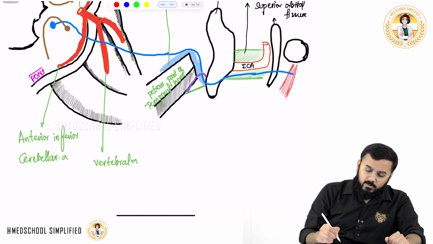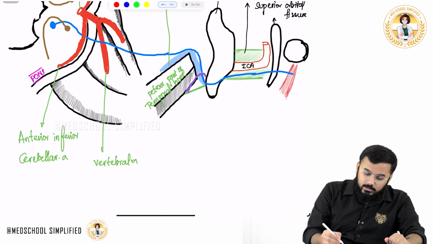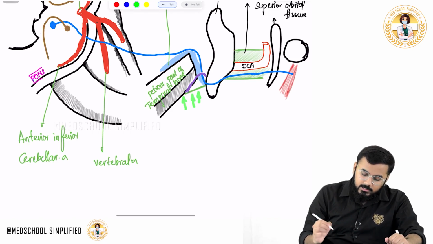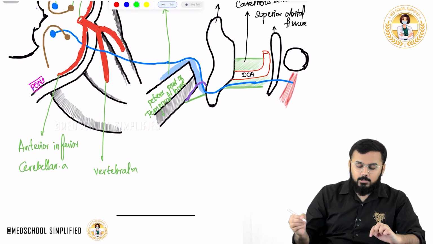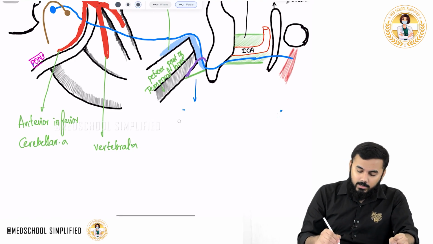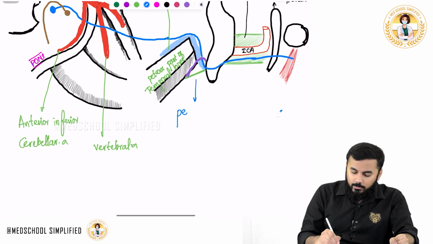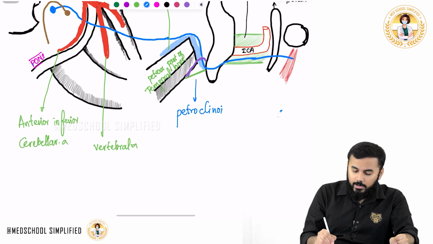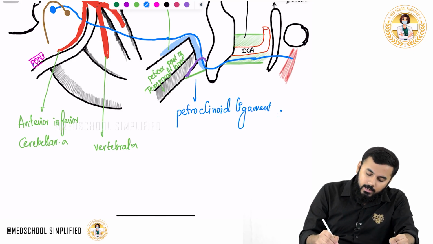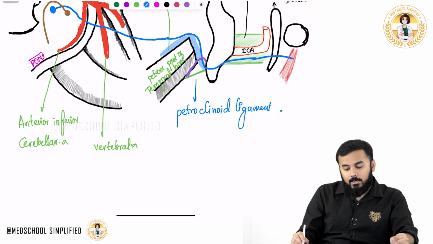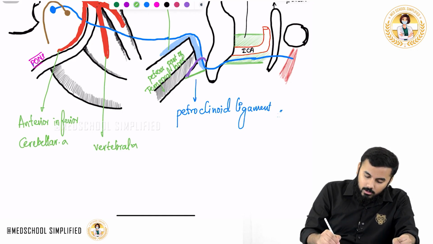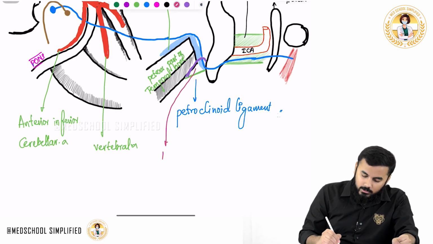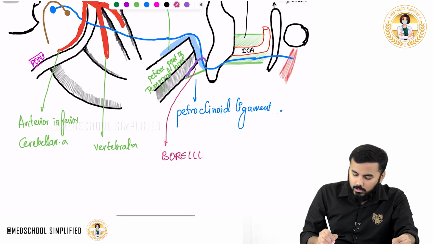Next important thing is that you can see a green color line. This green color line is touching both the things: your dorsum sellae and your petrous part of the temporal bone. So this ligament over here is called your petroclinoid ligament. Petroclinoid ligament. Okay. Now, because of this ligament, you see there is a canal that is formed over here, right? So this canal over here is called Dorello's canal, right? This particular canal over here is called Dorello's canal.